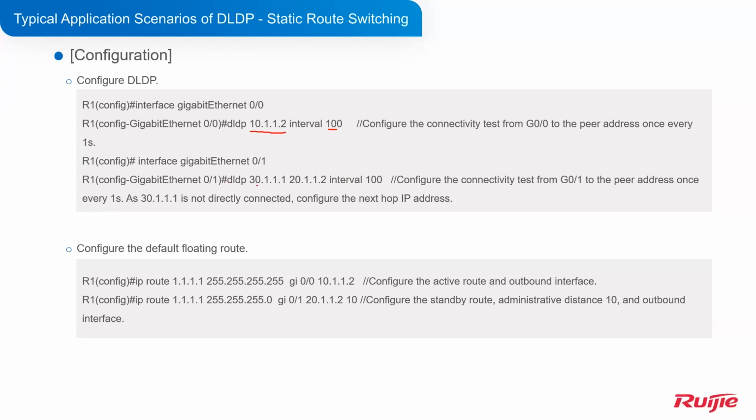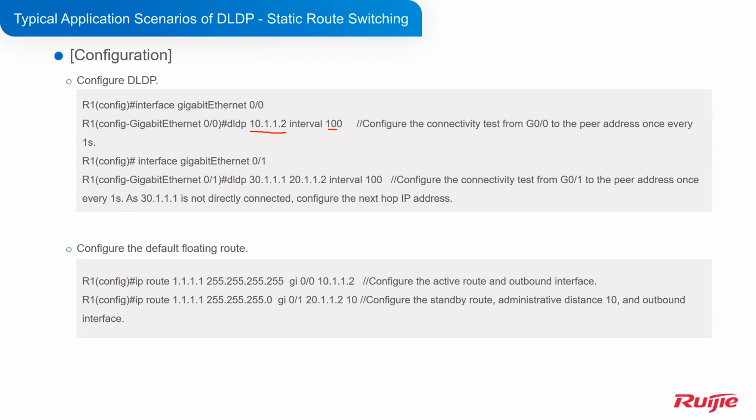DLDP 30.1.1.1, 20.1.1.2, interval 100. So we configure the connectivity test from G0/1 to the peer address once every second. And 30.1.1.1 is not directly connected, so we configure the next hop, which is 20.1.1.2.